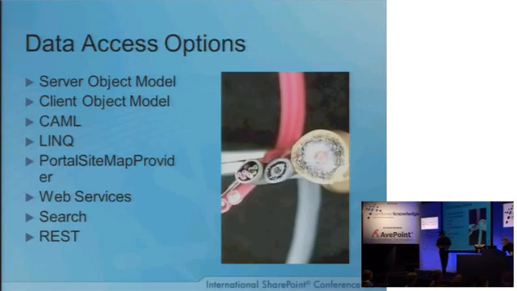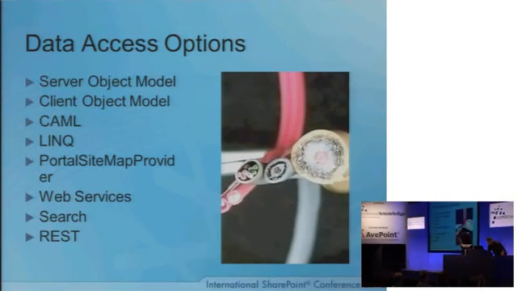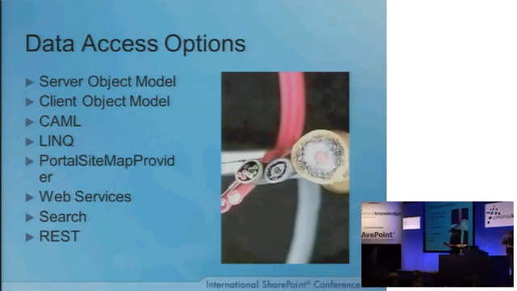Okay, so data access options. There's lots of ways for you to get data out of SharePoint, and these are just some of the available options. You can go to the server object model or the client object model. You can do CAML or LINQ. You can use a portal site-nav provider. We haven't talked about that this week, but that's a cached object that you can use to access data. The legacy web services still exist in 2010. You can still get at those. The same ASMX web services from 2007 are still there and available to you.